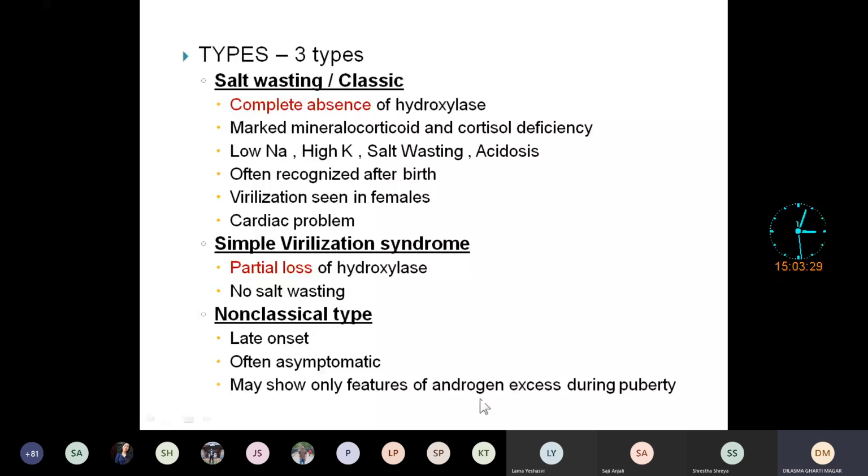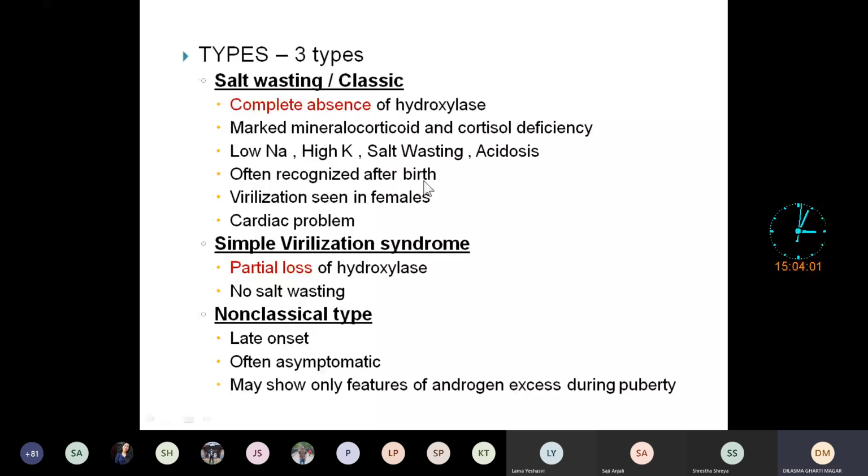Now I'll repeat the same slide. Salt wasting is there, so it is the classical type. There is a complete absence of the hydroxylase. Then there is marked mineralocorticoid and cortisol deficiency. That's why there is low sodium and high potassium. Salt wasting is there, acidosis is there, and it is often recognized soon after birth.